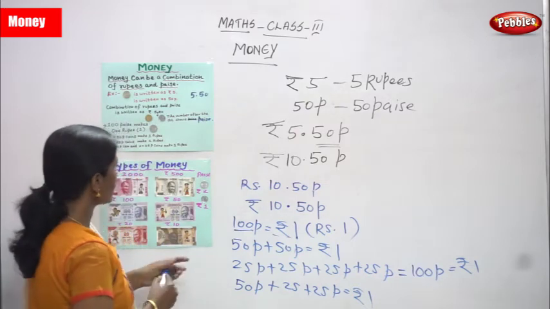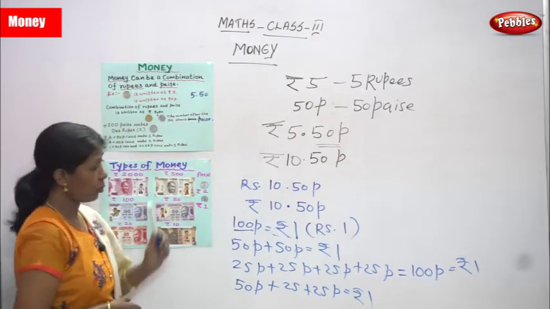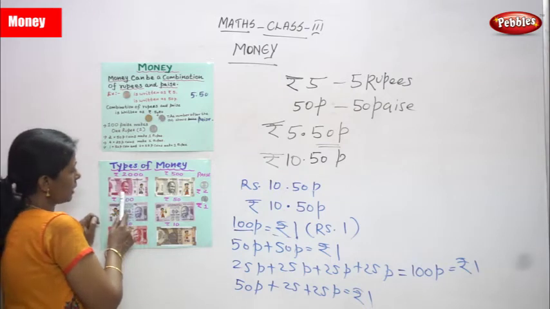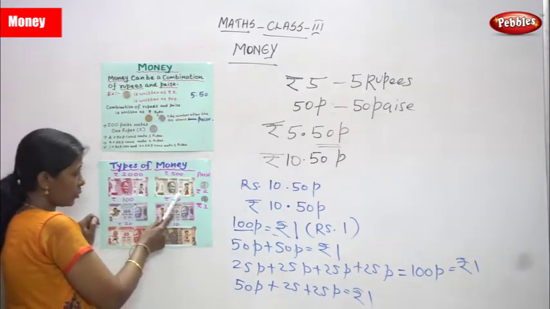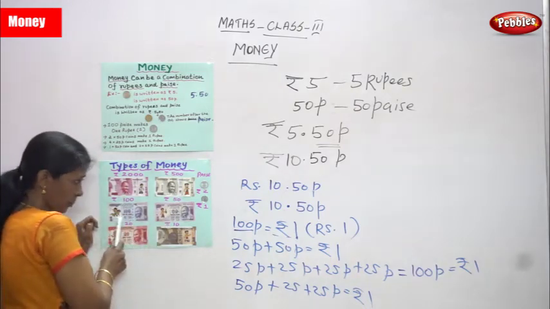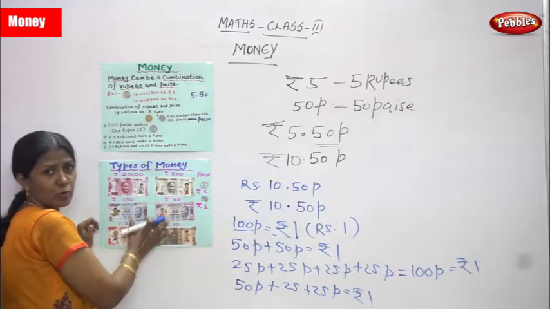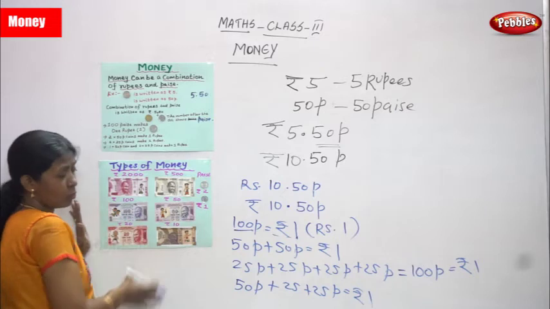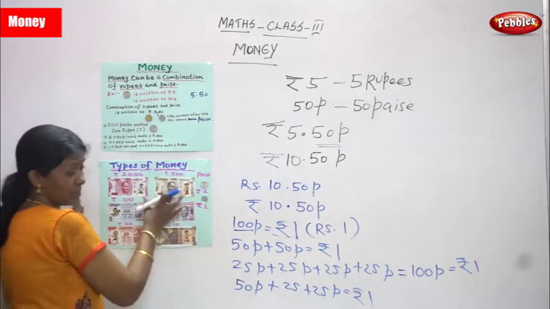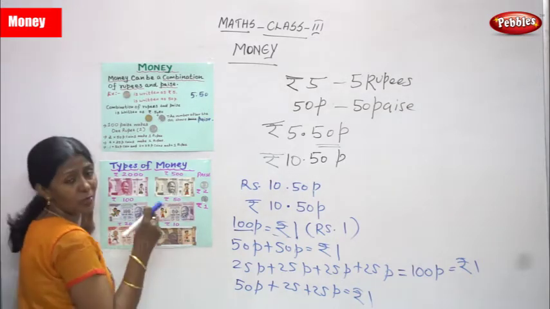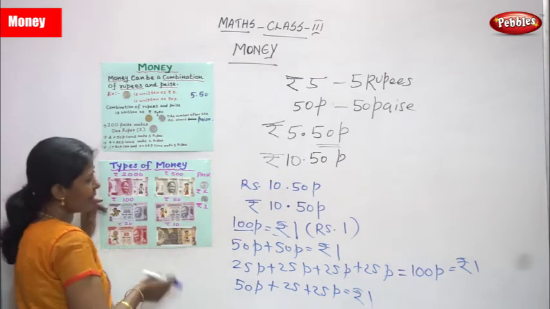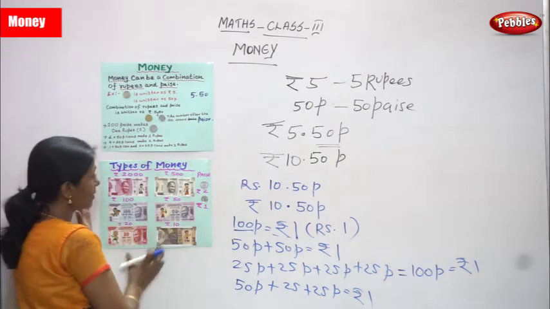Now after that, I told you types of money. What are the types of money? This is 2000 rupees, this is 500 rupees, this is 100 rupees, and this is 50 rupees. These are all duplicate money. It is not original. But I just want to show you. I stuck it in the chart because we can't stick the original money. It's completely a waste.